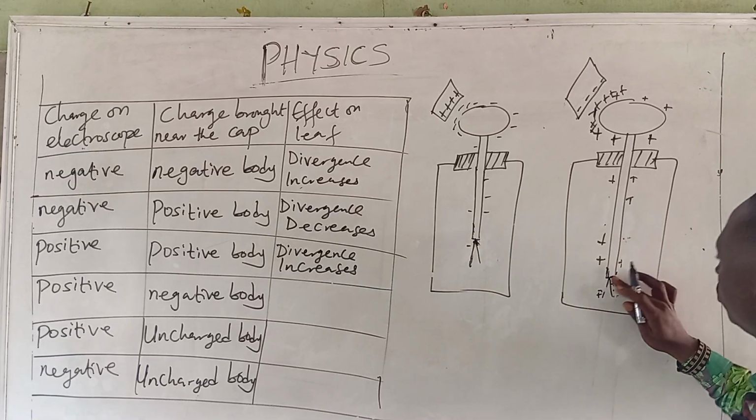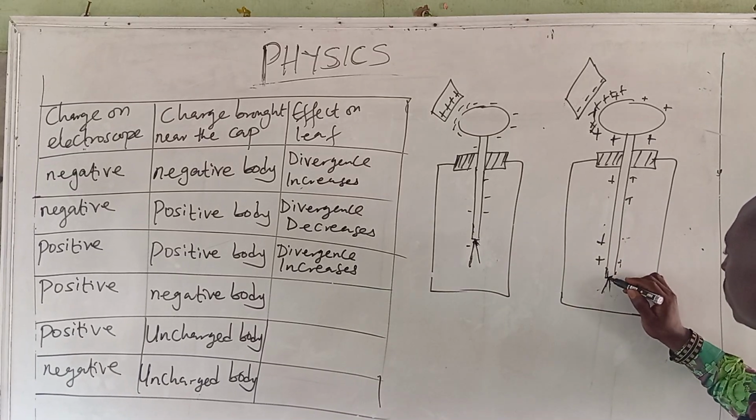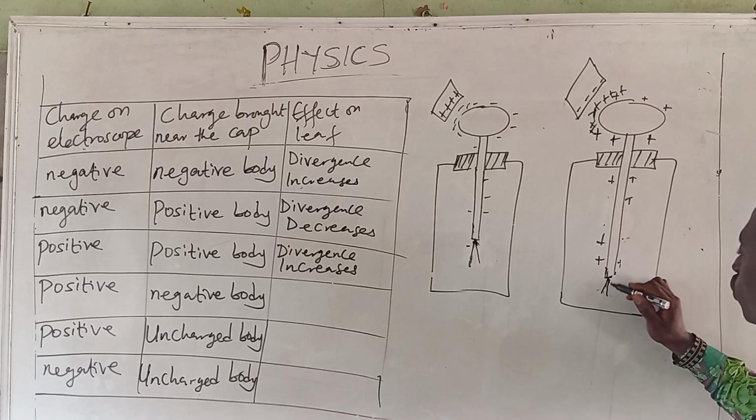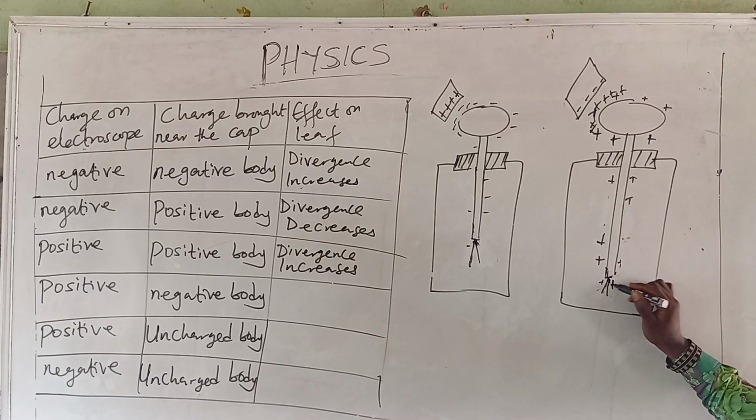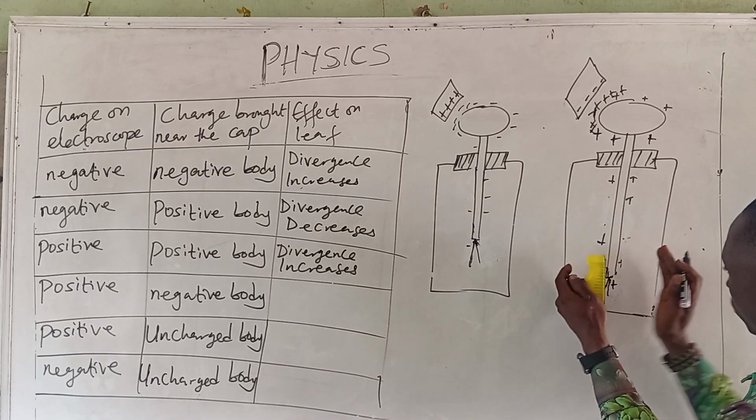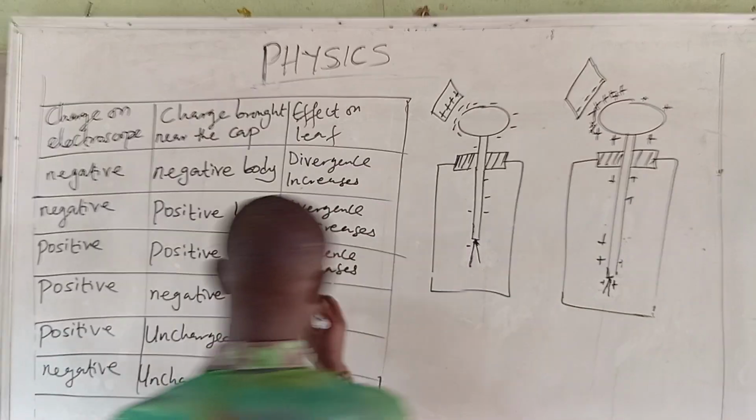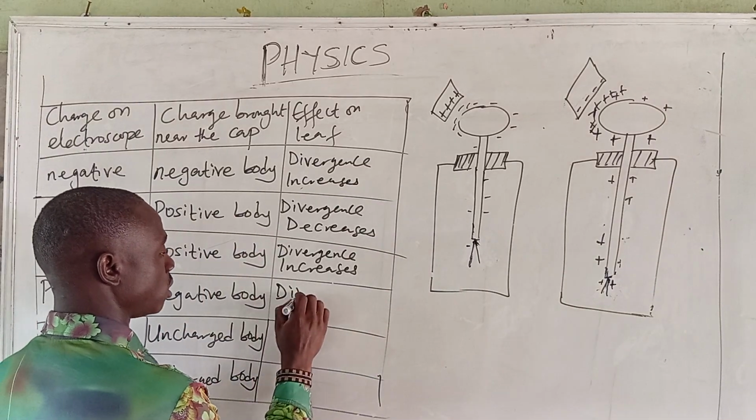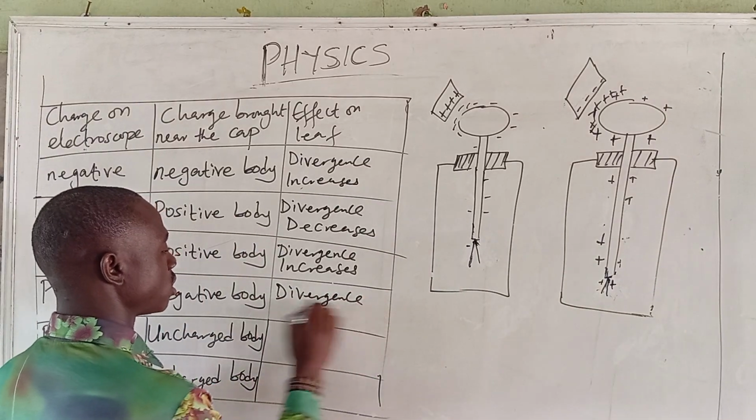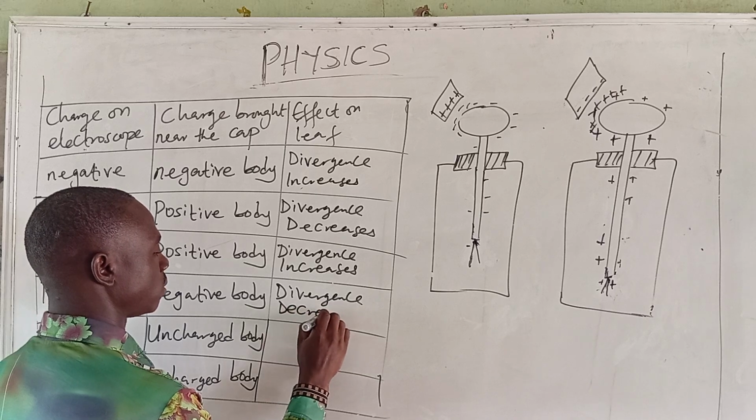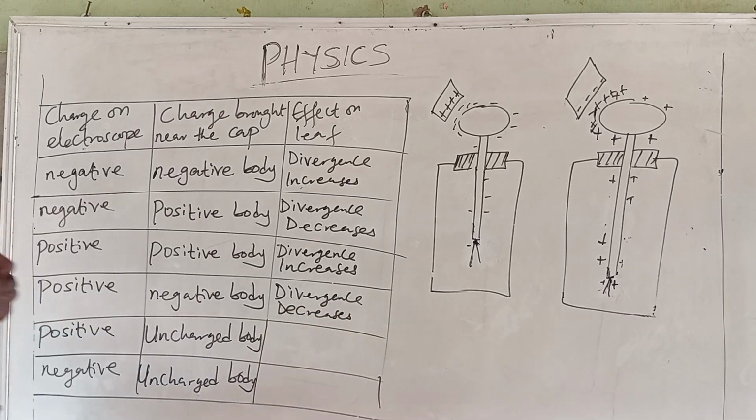Repulsion is going to what? To reduce. And then what happens? Divergence will what? Decrease. Because the leaf will collapse somehow. So the divergence is going to decrease. Divergence decreases. Okay?